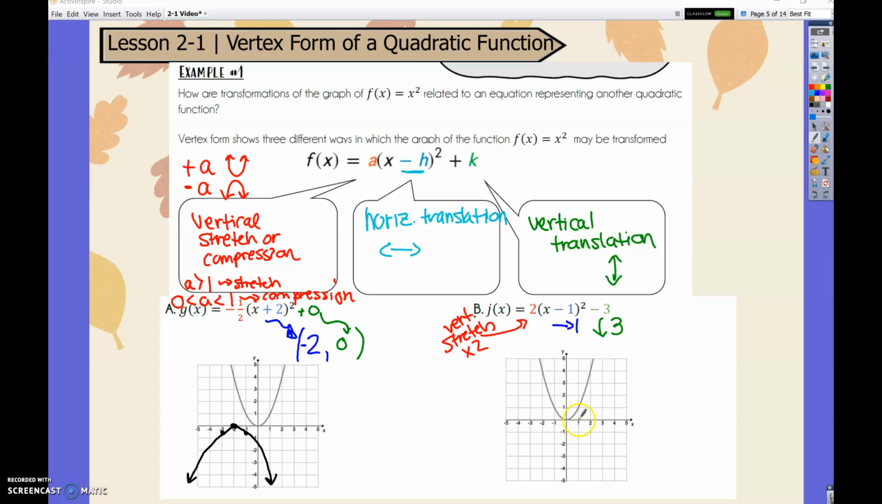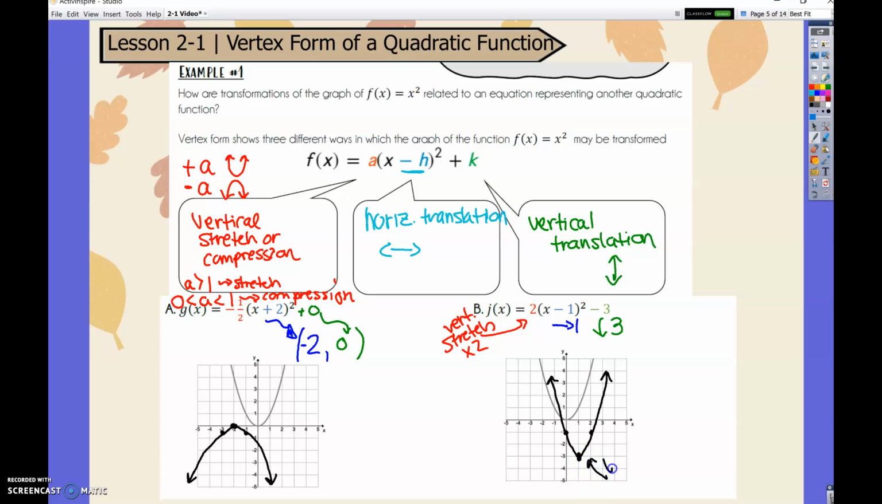So if I went to the right 1 and down 3 to make my vertex, it's still going to open up because it's positive. But my vertical stretch says now instead of going over 1, up 1, it's going to go over 1 and go up twice as tall. So this would be the beginnings of my new transformed function.